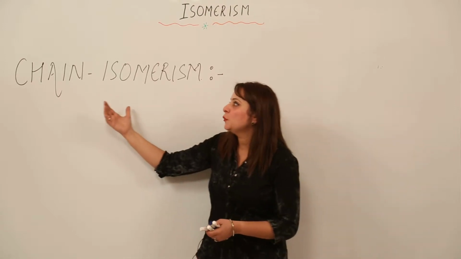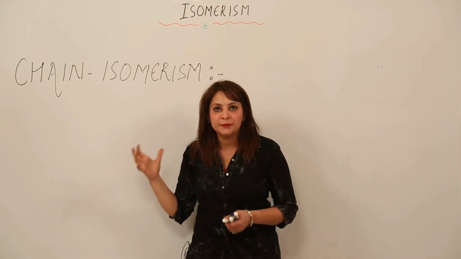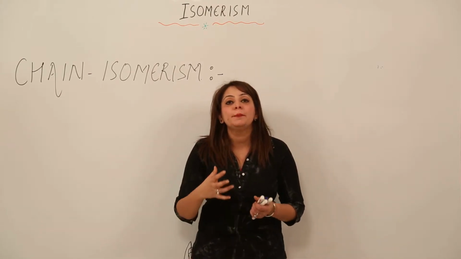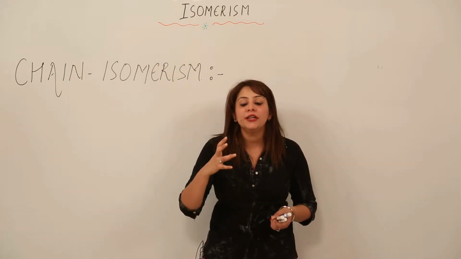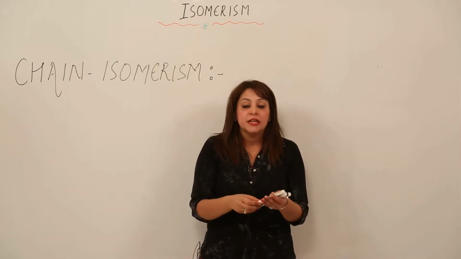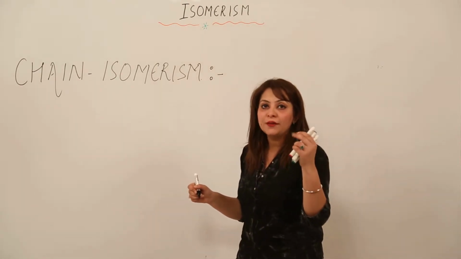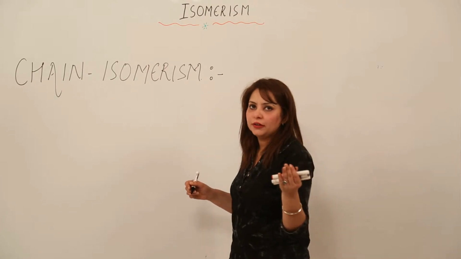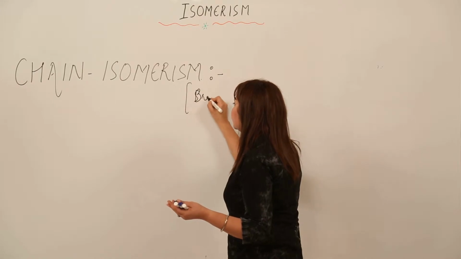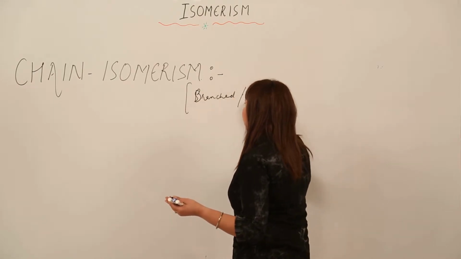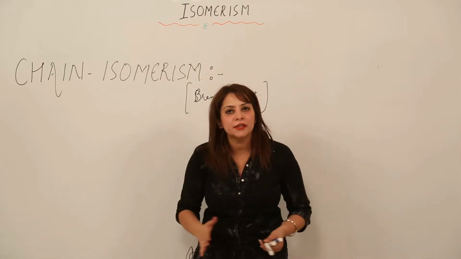See, the first isomerism is chain isomerism, right? So what is chain isomerism actually? In which two or more compounds are going to have the same molecular formula, but they will differ in the nature of the carbon chain, right? Now we know that we have mainly two kinds of nature of the carbon chain, that is the branched and straight. So they just differ in the nature of the carbon chain present in a molecule, right?